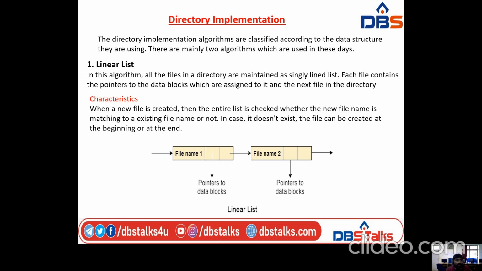Okay, in order to check, we have to perform the traverse operation. We have 10 files. So we have to check the file name of the first file, the second file, the third file, like that. If its DBS file name is not there, only then can we create that file name. If its DBS file is there, then we can't create the DBS file in the same directory.